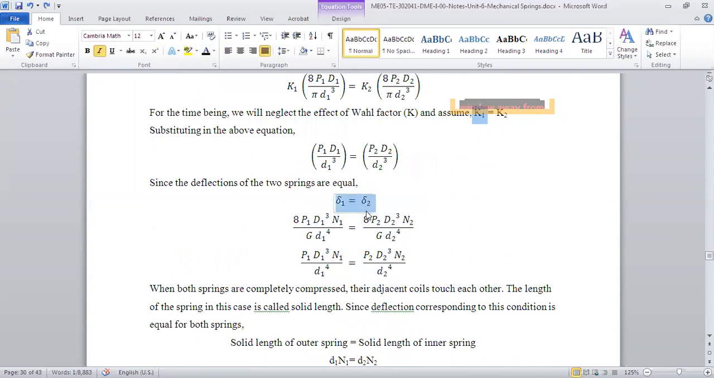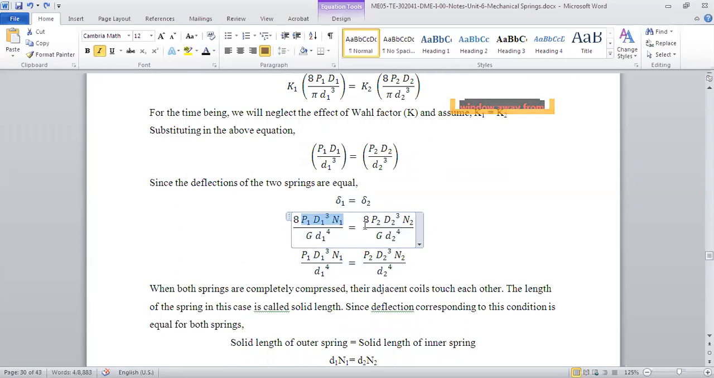Now the deflection of both springs is the same. We also know that delta 1 is equal to delta 2. Now what is deflection? It is 8 P D cube N upon G d raised to 4, right? So put all this for springs 1 and 2 and compare the deflection of the springs. 8 P1 D1 cube N1 upon G d1 raised to 4 is equal to 8 P2 D2 cube N2 upon G d2 raised to 4.